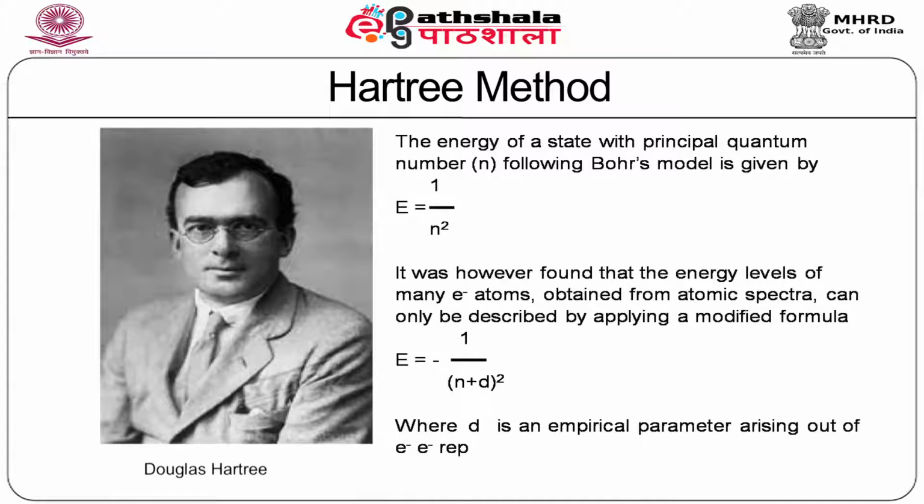The energy of a state with principal quantum number n following Bohr's theory is given by E equal to minus 1 over n squared. However, it was found that the energy levels of the many-electron atoms obtained from the atomic spectra can only be described by applying a modified formula given by E equal to minus 1 over (n plus d) squared, where d is an empirical parameter arising out of electron-electron repulsion.